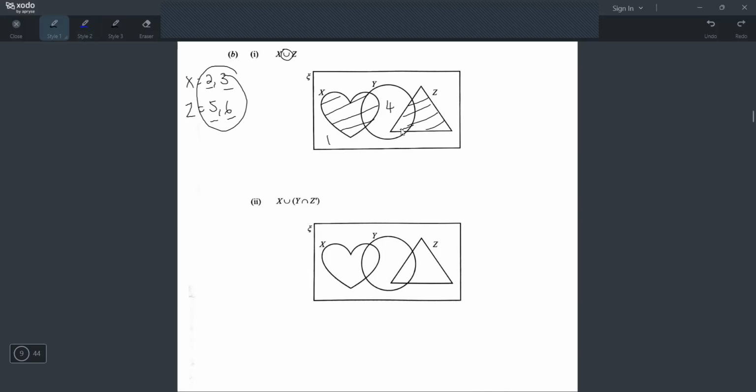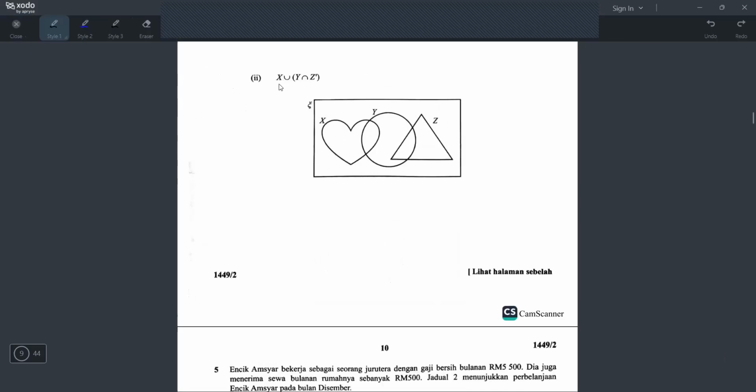And yeah, okay, if you can use a ruler, it will look neater. Okay, and of course this 1 and 4 you have to erase at the end. Okay, now done already. Now it's time to do the second question: X union Y intersect Z complement. Let's use the same method.